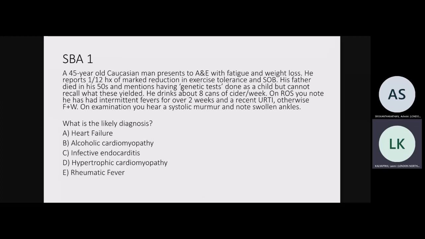Quickly read it out. 45-year-old man presents to A&E with fatigue and weight loss. 1 month history of reduction in exercise tolerance and shortness of breath. Father died in his 50s. Remembers having genetic tests done as a child, but can't remember what the results of these were. He drinks about 8 cans of cider a week, and on review of systems, you know that he's had some intermittent fevers over the past 2 weeks and a recent upper respiratory tract infection. He's otherwise fit and well. On examination, you hear a systolic murmur and swollen ankles. So what do you think the likely diagnosis is? I'll give you a minute or so.